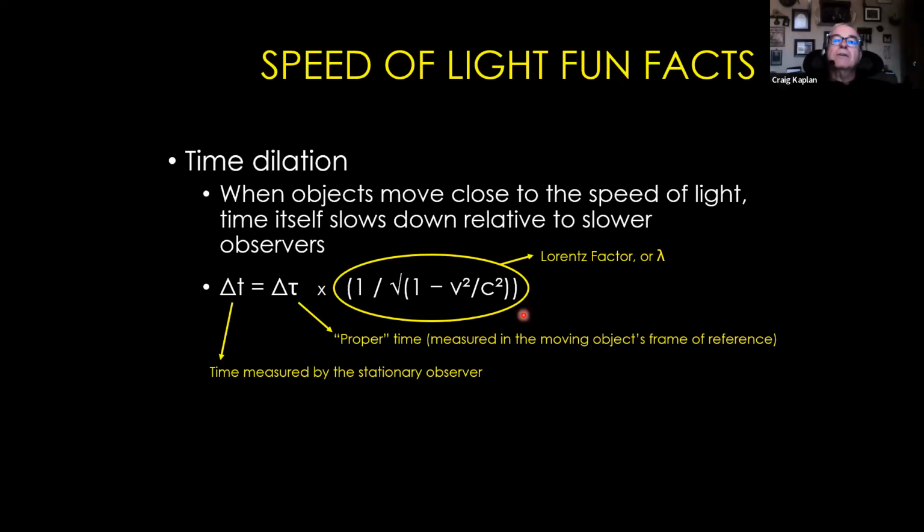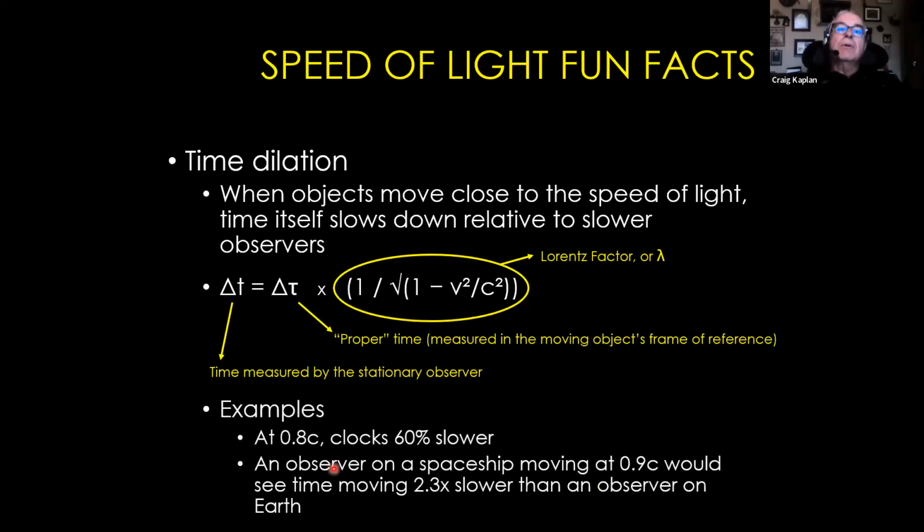And it turns out this Lorentz factor is important in a bunch of different physics, including time dilation from gravity, which we're going to mention in a moment. As examples, and these are mathematical results: at 80% the speed of light, clocks would move 60% slower than they do when somebody's motionless. For an observer on a spaceship moving at 0.9 the speed of light, that person would see time moving 2.3 times slower than an observer on Earth.